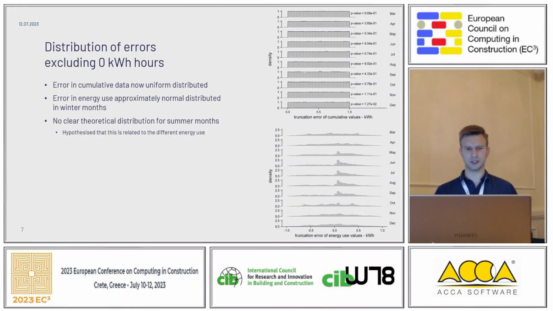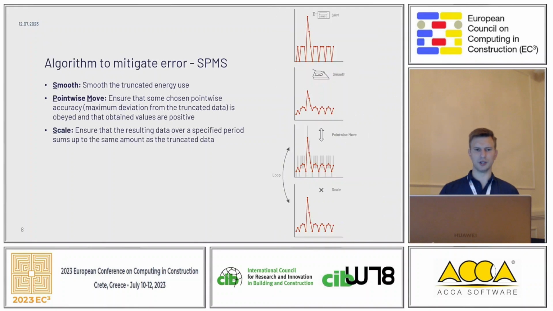Based on this analysis and better understanding of how this error is introduced and how it is distributed, we started to develop our algorithm to mitigate this error and hopefully increase the usability of the data. It's a three-step procedure. It's actually quite simple, and this is also necessary because we talk about huge amounts of data we must be able to process.